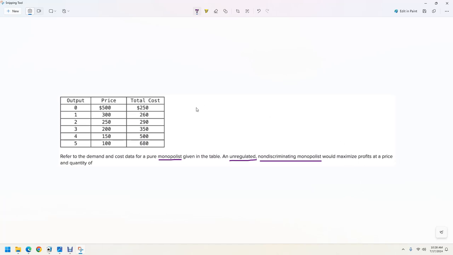Maximizing profits is a fancy term that we use for producing up until the last unit where our marginal revenue equals our marginal cost. Or said a different way, we always want to produce when marginal revenue is greater than marginal cost, but never any units when marginal revenue is below marginal cost, or if marginal cost is higher than marginal revenue.